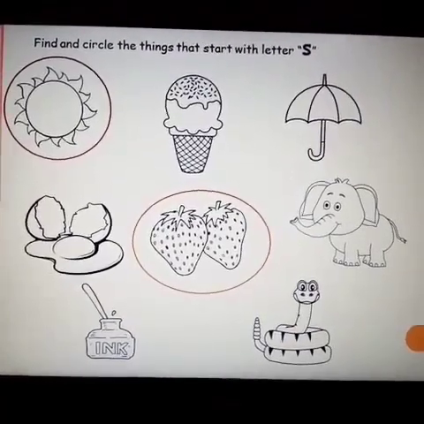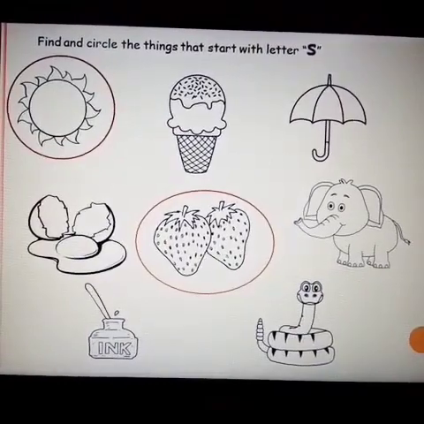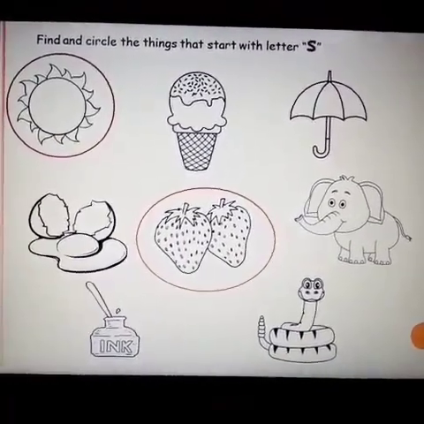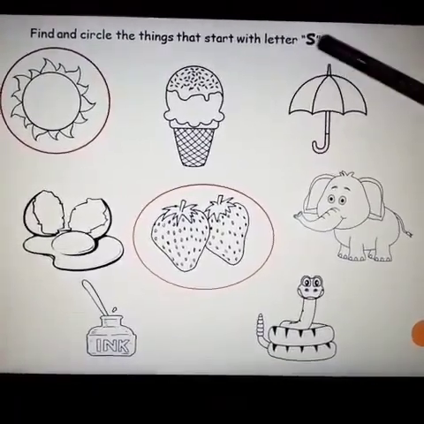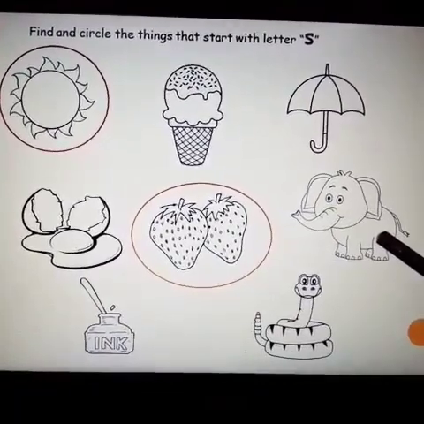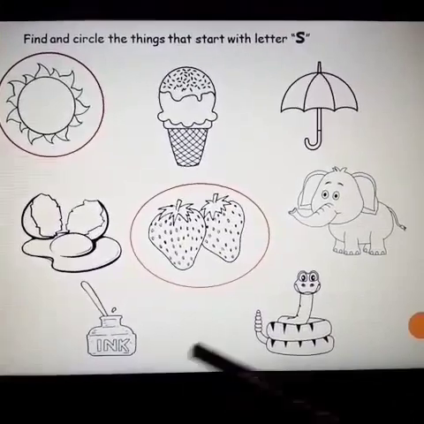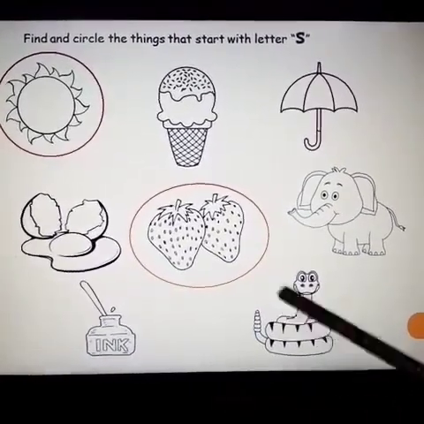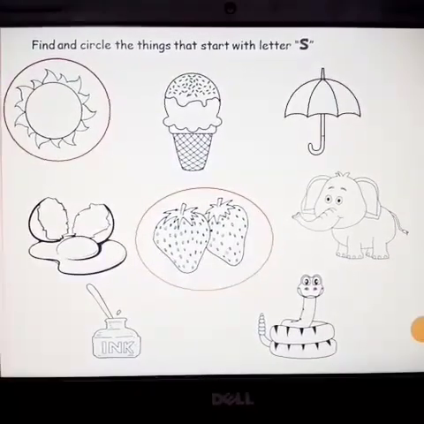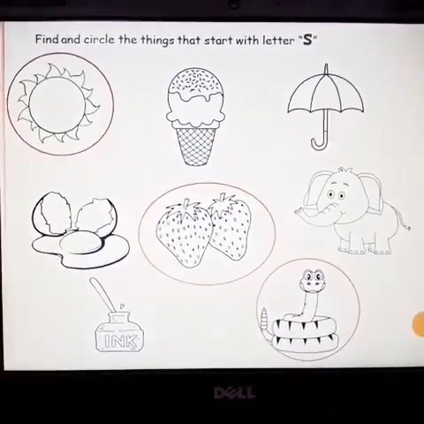Now what about elephant? Do they have same beginning sound? No. So these two are not friends. Elephant is not the friend of letter S. We will find the next friend. Ink. No. Snake. Yes. Snake is the friend of letter S. So we will circle it like this.